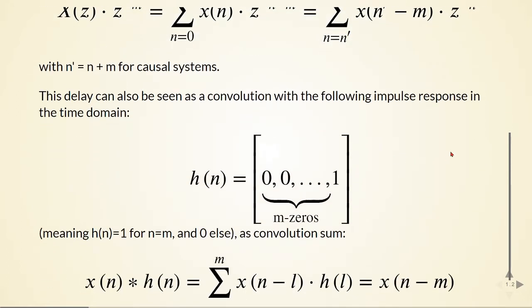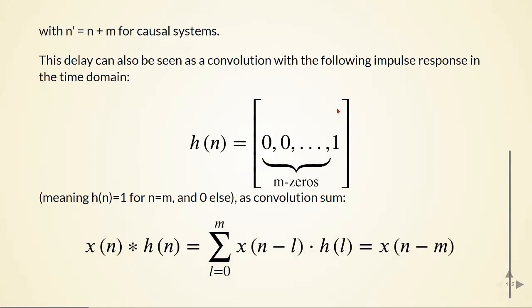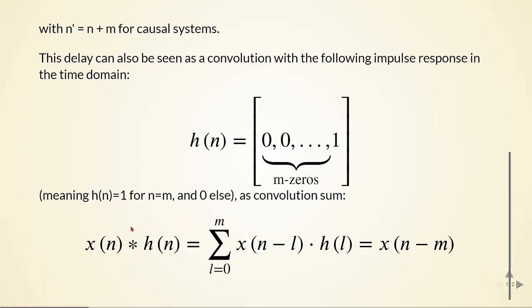This delay can also be seen as a convolution with the following impulse response in the time domain. So here's the impulse response, and we have M zeros and a 1, meaning that h[n] is equal to 1 for n equals M and 0 elsewhere, and here it is in the form of a convolution sum.